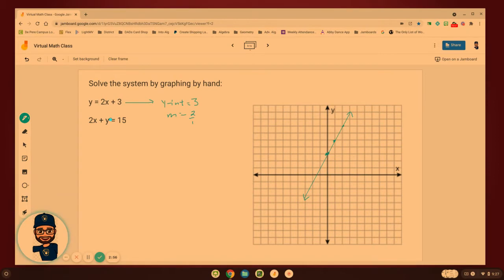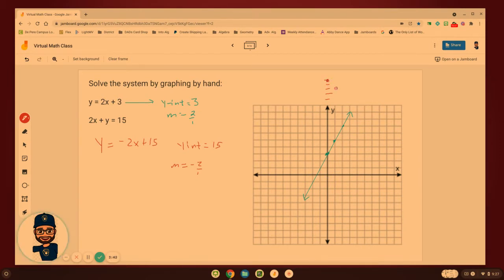The second one, we don't have it as y equals, so we could do one of two things. Since y is kind of by itself, I can move the 2x to the other side. We could have also found the x and y intercepts. That would work. But now we've got a y-intercept of 15 and a slope that is equal to negative 2 over 1. All right, so this is a little bit trickier to graph, but 15: 1, 2, 3, 4, 5, 6, 7, 8, 9, 10, 11, 12, 13, 14, 15. Up here somewhere, y-intercept at 15.